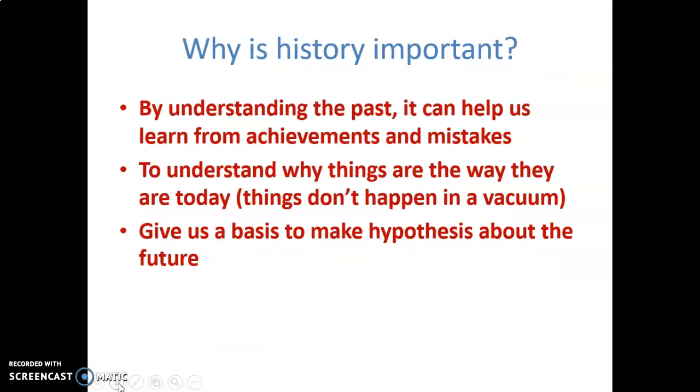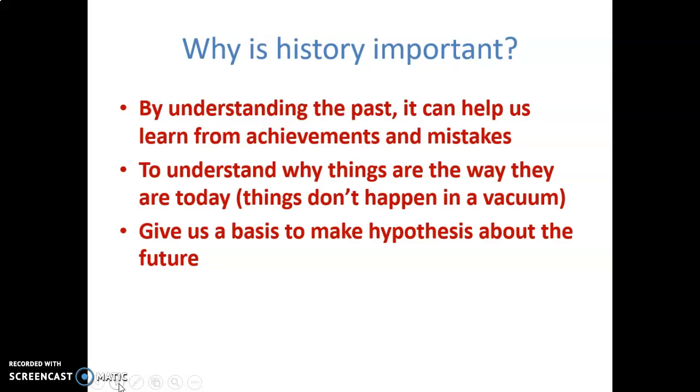So, by understanding the past, it helps us learn from the achievements and mistakes. We often say don't repeat history, or we look at it and we say we learn from our mistakes, but guys, you also need to think of it this way. We need to learn from our achievements. What do we get right and how do we keep doing it? To understand why things are the way they are today, you need to understand these mistakes and achievements of the past. You don't just live in a vacuum.